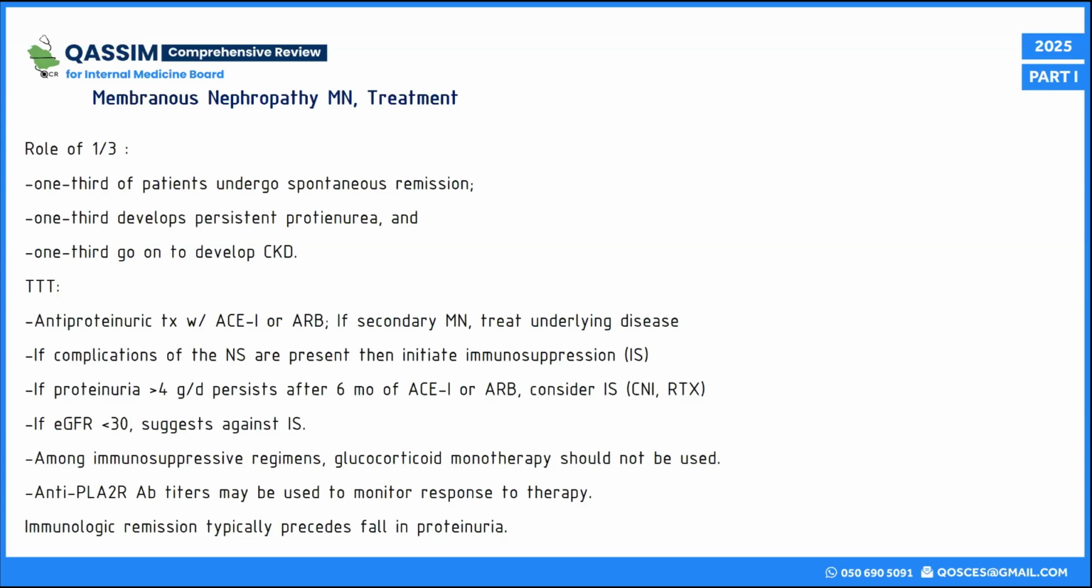There are some indications to start immunosuppressive medications along with rituximab or steroid. The important point is here: don't start glucocorticoid immunotherapy alone. It should be combined with a CNI or another agent. As I said, the anti-phospholipase A2 receptor antibody titers may be used to monitor response to therapy, and also the remission of disease.